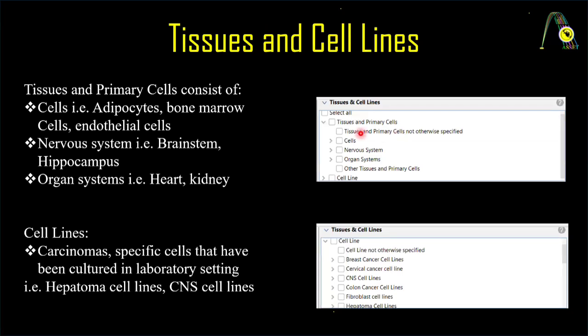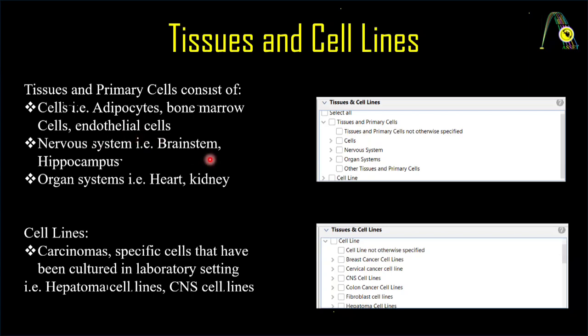For primary cells, you will get something that looks like this. Once you open up the window, you'll see that there's tissues and primary cells not otherwise specified, cells, nervous system, organ systems, other tissues, and primary cells. Examples of cells that you might be able to select for would be things such as adipocytes, bone marrow cells, endothelial cells, etc. The list goes on. There's quite a few.